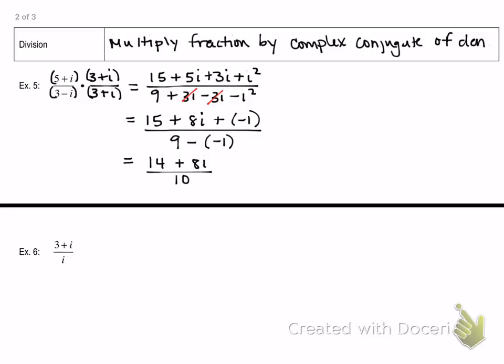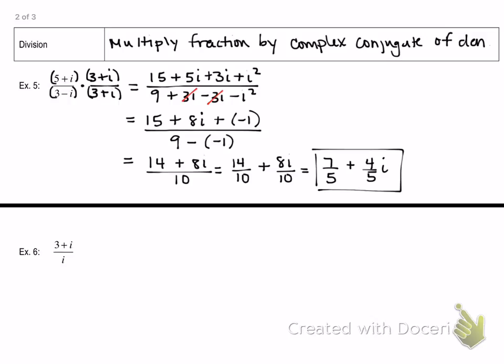And then to put this in the a plus bi format, all we're going to do is separate the fractions. So that 10 is going to go to both the 14 and the 8i. So we separate it, and now we can actually simplify these fractions. So we will get 7 over 5 plus 4 over 5 i. And again, that last step is just getting it into the a plus bi format.